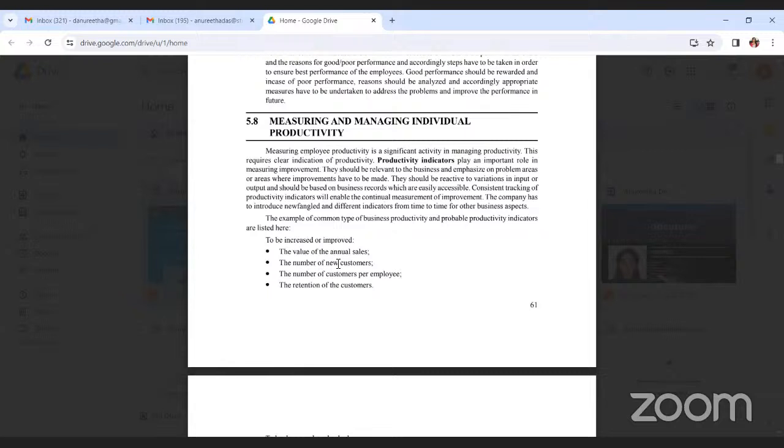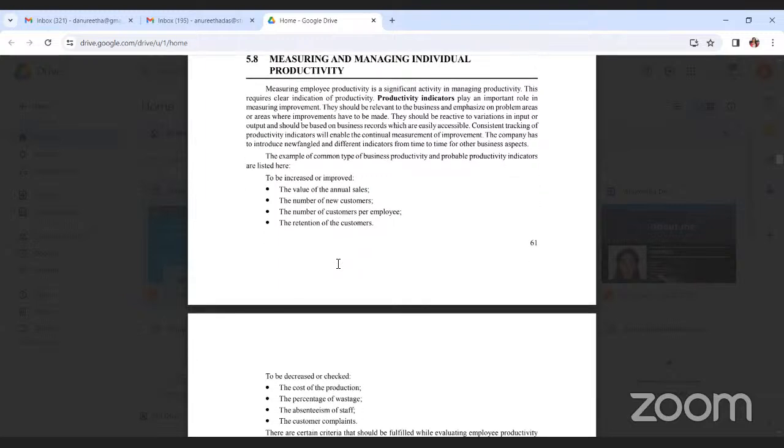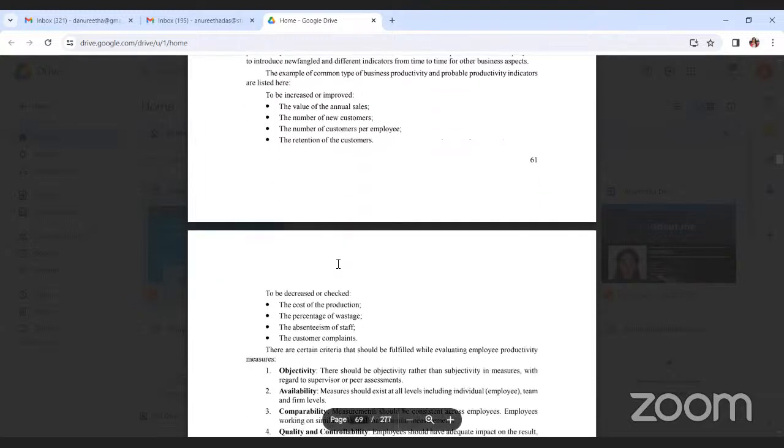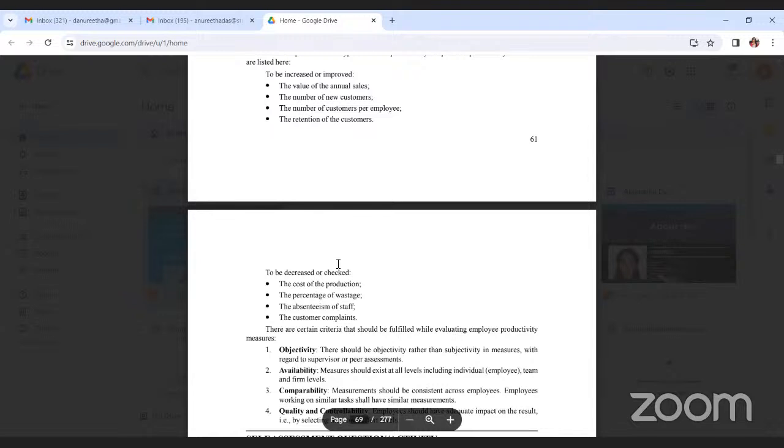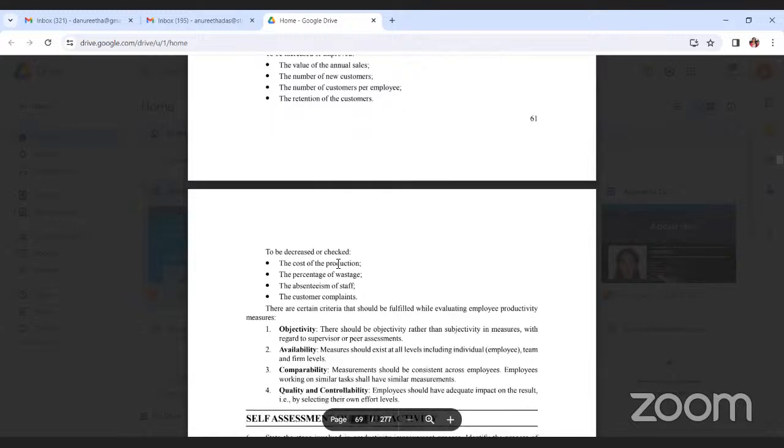Now, how do you measure individual productivity? You are able to measure individual productivity only when you're tracking them, only when you're tracking their improvements. So, what are the productivity indicators? The annual sales, the number of new consumers, the number of consumers per employee, the retention of the employees, the cost of production, whether it is high or low, the percentage of wastage of resources, the absenteeism of staff. You can define the motivation. The customer complaints that these employees are not giving us good service.